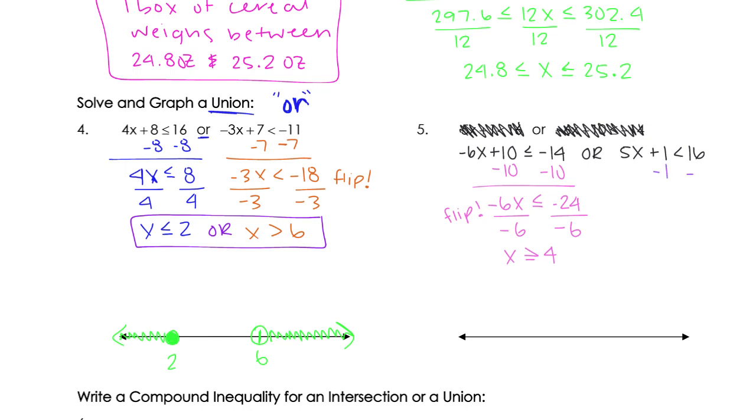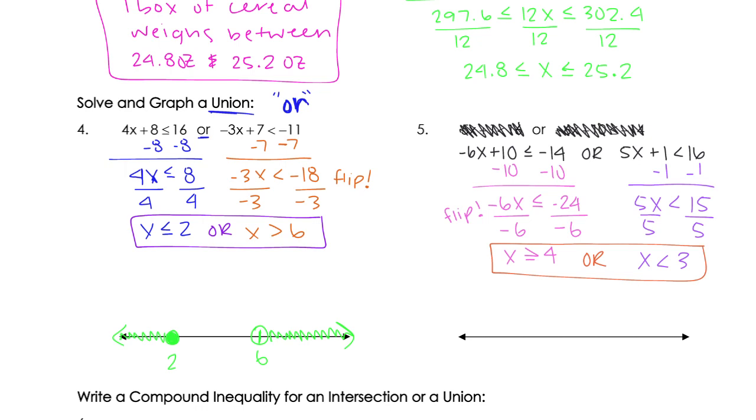Second inequality, we're going to subtract 1 from both sides. So that would give me 5x is less than 15. Divide both sides by 5. And we would get x is less than 3. And then again, don't forget that or in the middle of your answer. We don't combine these together because that would be an and statement. So this is how we would write our final answer. Now, one thing I do want to pay attention to, 4 and 3 are not in the right order right now.